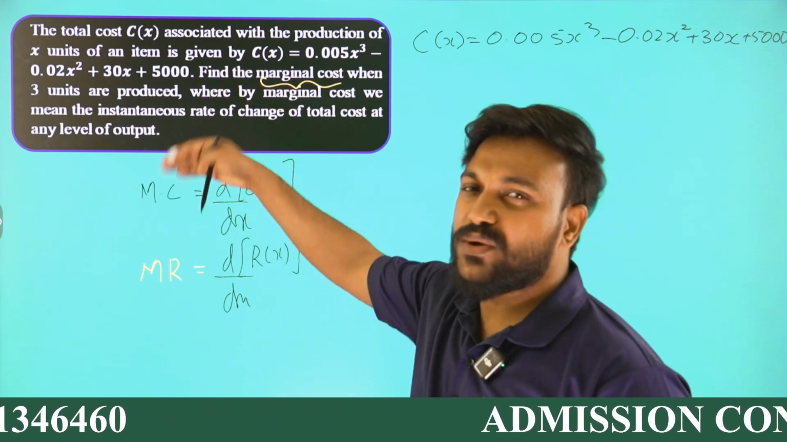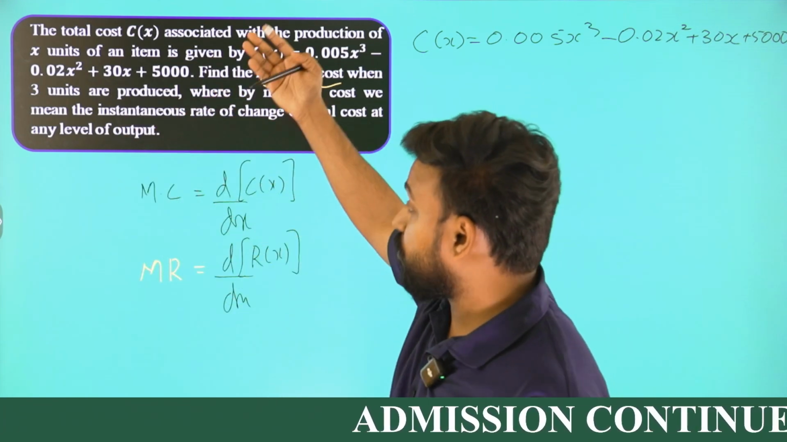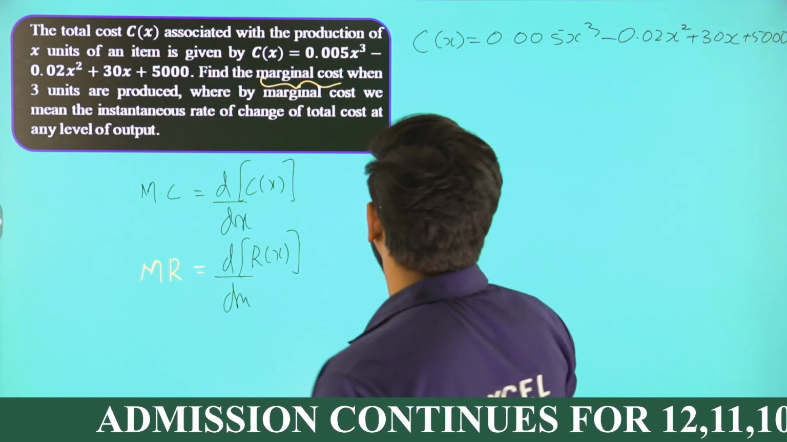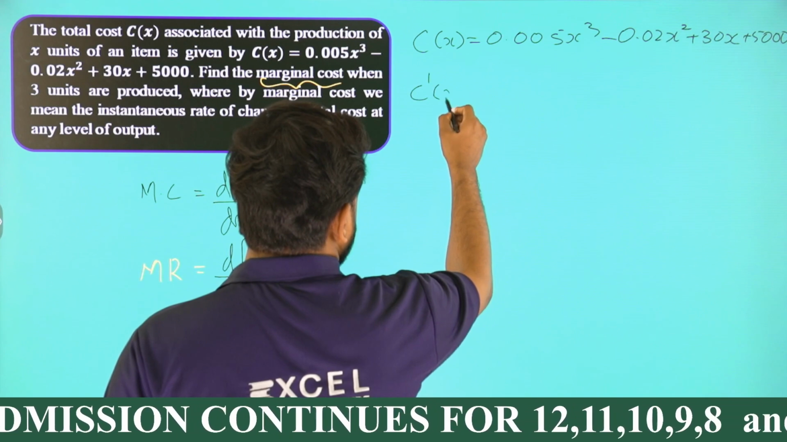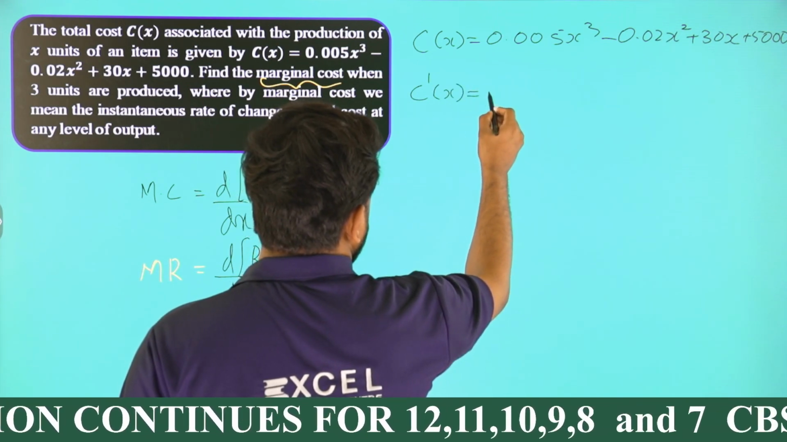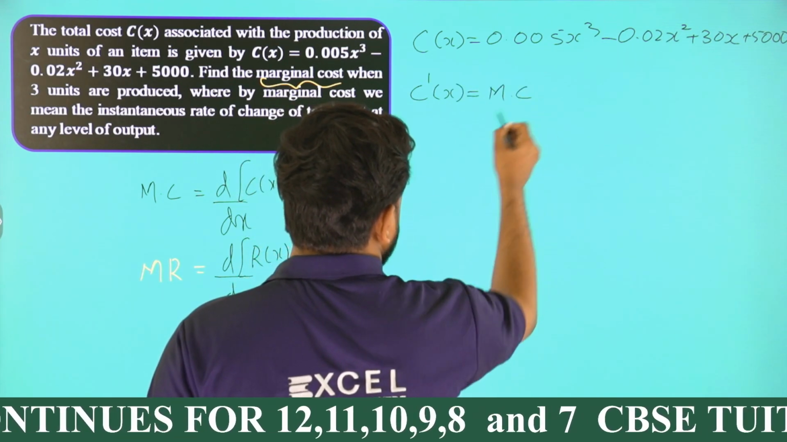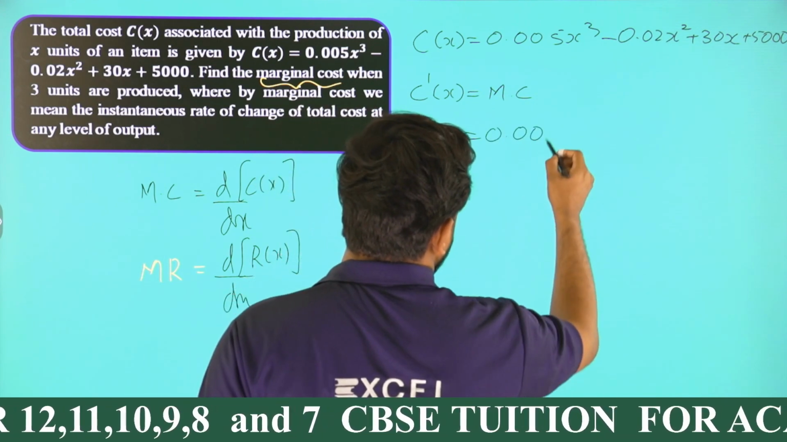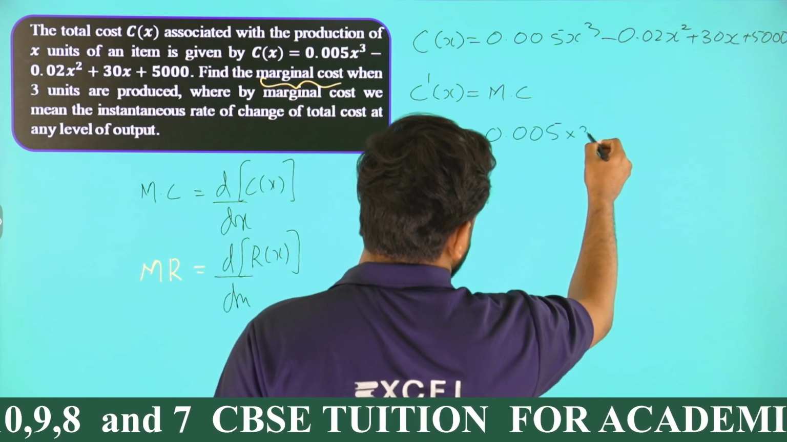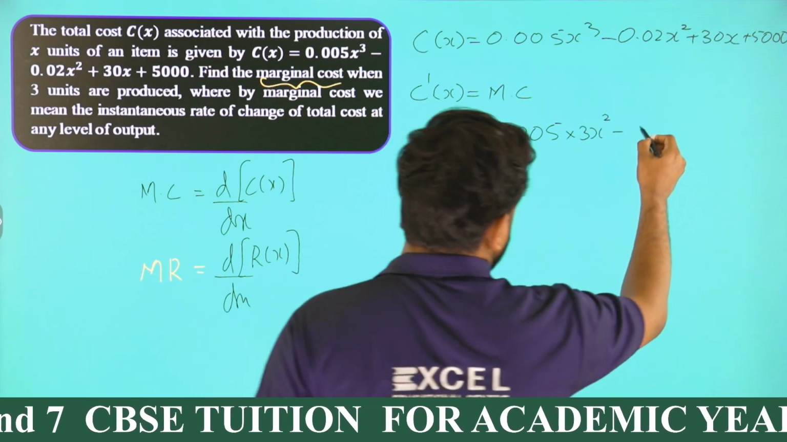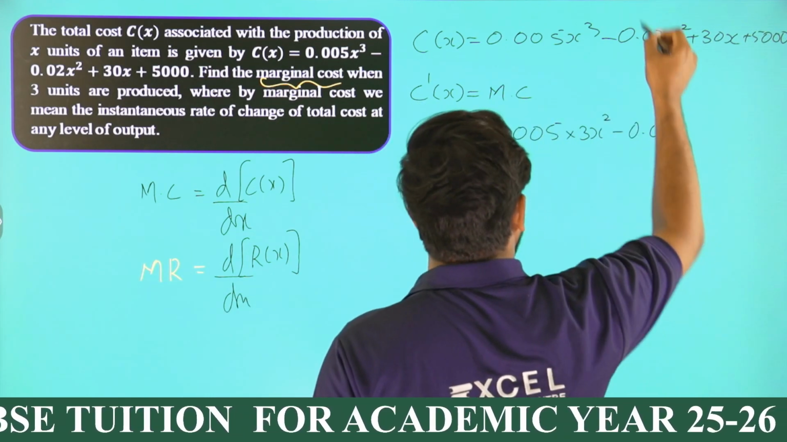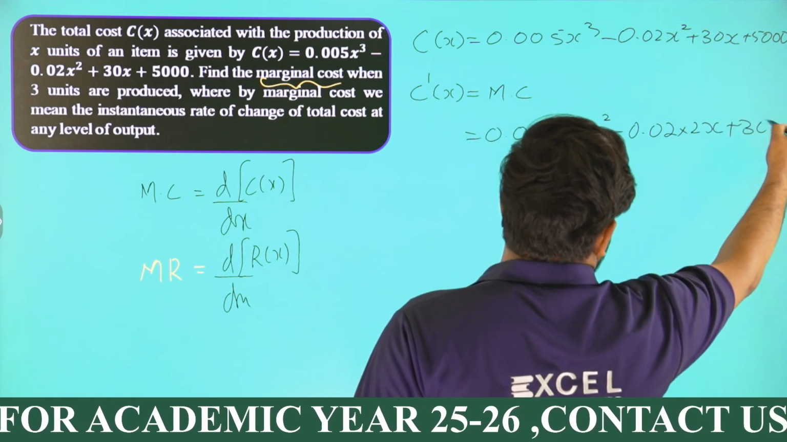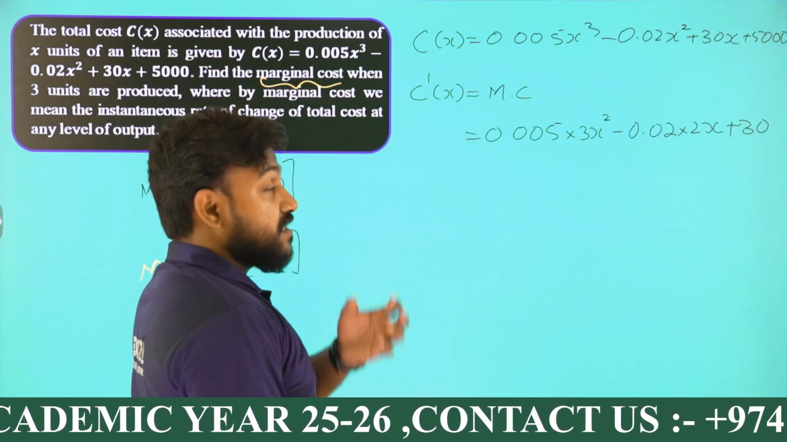So the equation of revenue and the equation of cost, they will give you in x. So you only need to differentiate with respect to x. So I'm going to differentiate it. I'll write c dash of x. C dash of x is what? Marginal cost. What is the derivative of it? I take the constant out, 0.005, and derivative of x cube is what? 3x square, minus, I take the constant out, 0.02, and derivative of x square is what? 2x, and derivative of 30x is what? 30, and derivative of 5,000 is a constant, it is 0.